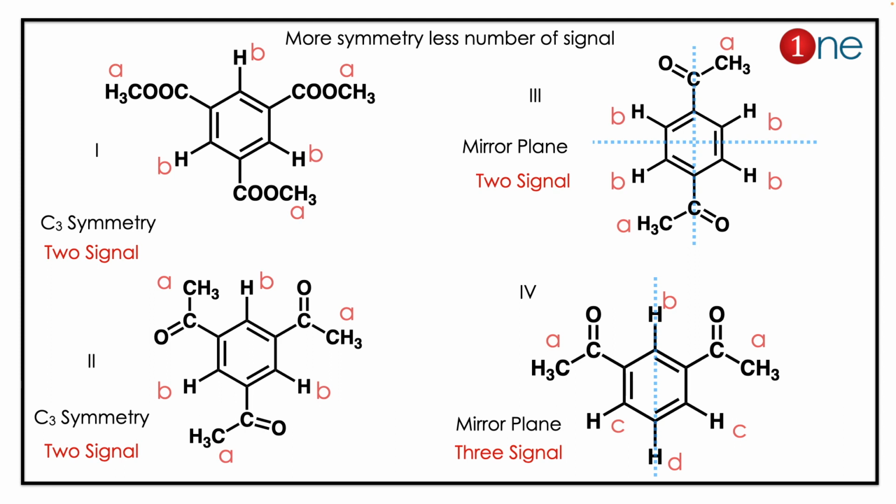If you look at molecule 3, it has only 2 signals because of 2 mirror planes inside. Through the mirror plane, the reflected atoms have the same chemical shift. They are magnetically equivalent. If you look at compound 4, you have only one mirror plane of symmetry. It has 3 signals because the mirror plane doesn't reflect the other atoms, it only reflects AC. So it has 3 signals.